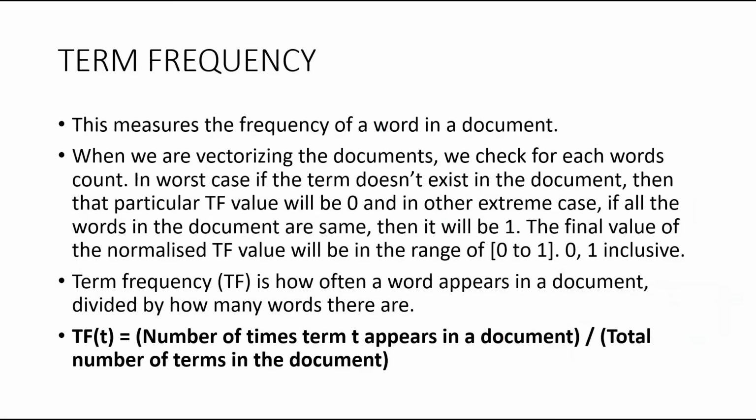Now, term frequency, TF, is how often a word appears. In the simplest way, we can define term frequency as how often a word appears in a document divided by how many words there are. The formula for term frequency is the number of times term or word T appears in the document, divided by the total number of terms in the document.